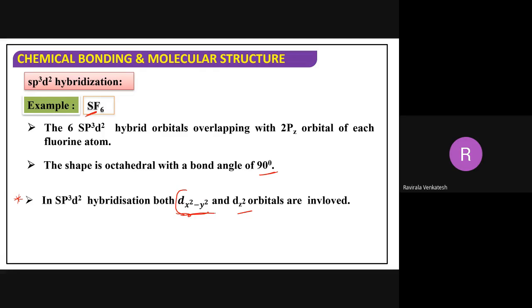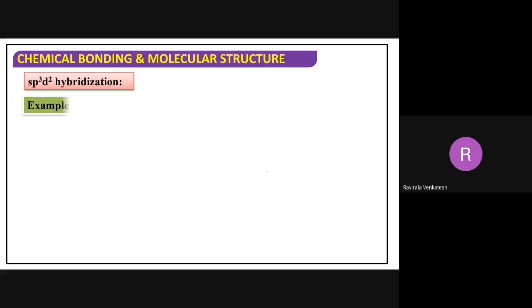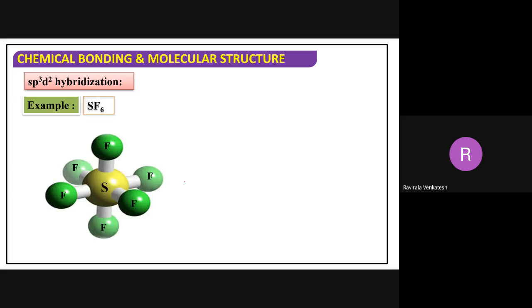Because these orbitals lie along the axis. dx square minus y square and dz square are present along the axis, whereas dxy is present between x and y. So between-axis orbitals we don't actually require; whichever lie along the axis only we can take. Understood? In sp3d2 hybridization, dx square minus y square and dz square orbitals are involved. And here the bond angle is 90 degrees.